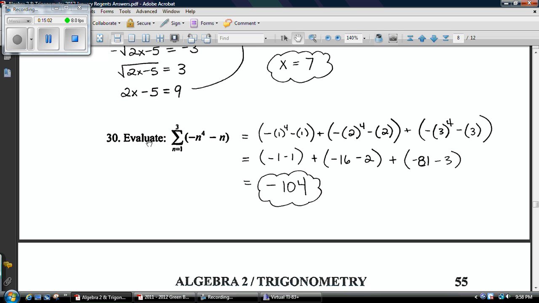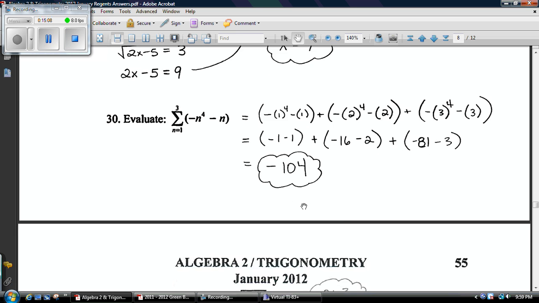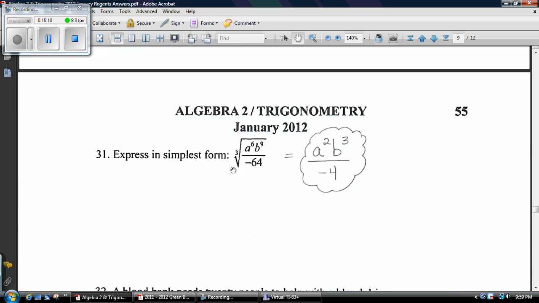We're good. Here, you're just plugging in integral values from 1 to 3 into here and adding them together. It's a summation. Expressed in simplest form, this is the cubed root. Just take the cubed root. What multiplied by itself 3 times is this quantity?